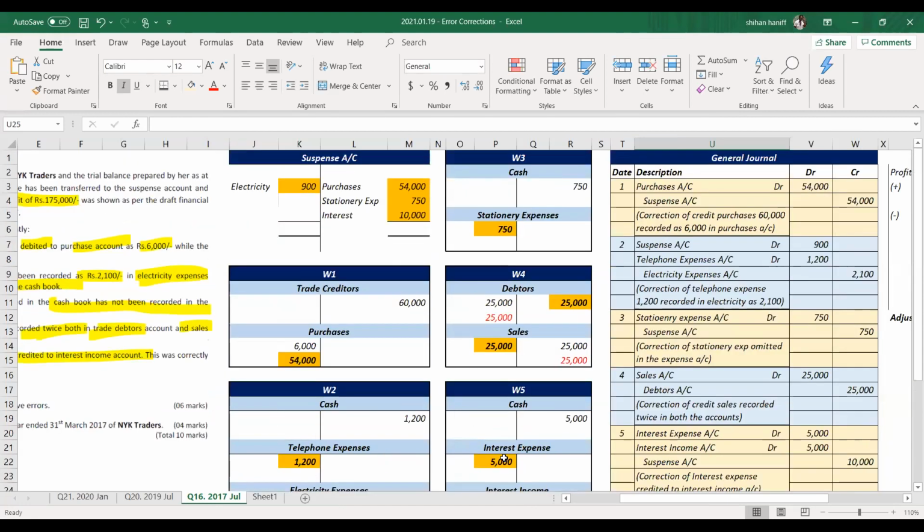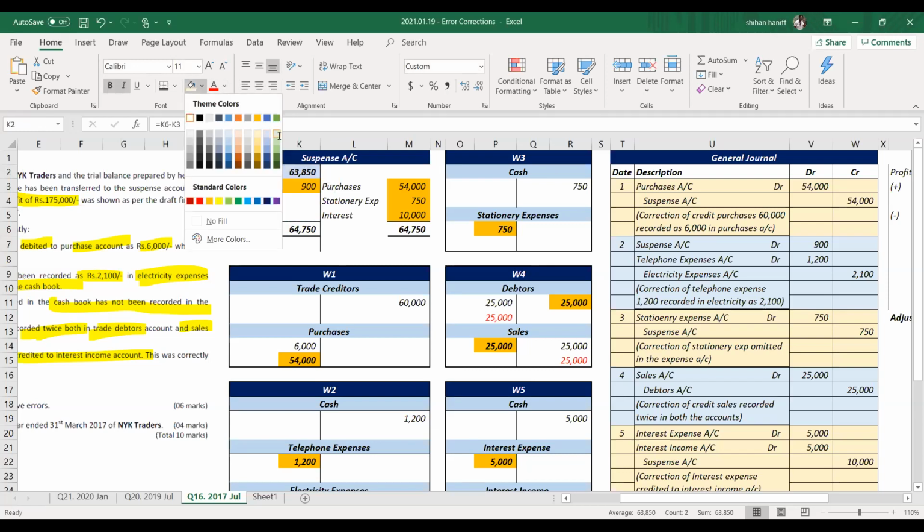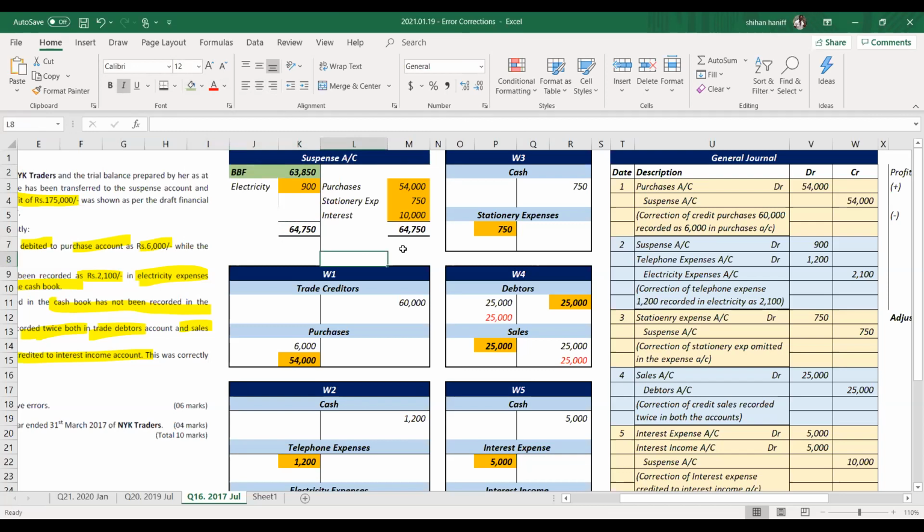Okay, so the difference in the suspense account, we have to take it as the opening balance. Credit side is more, 64,750, and 64,750 minus 900 is 63,850, which you have to take as the opening balance. $63,850.